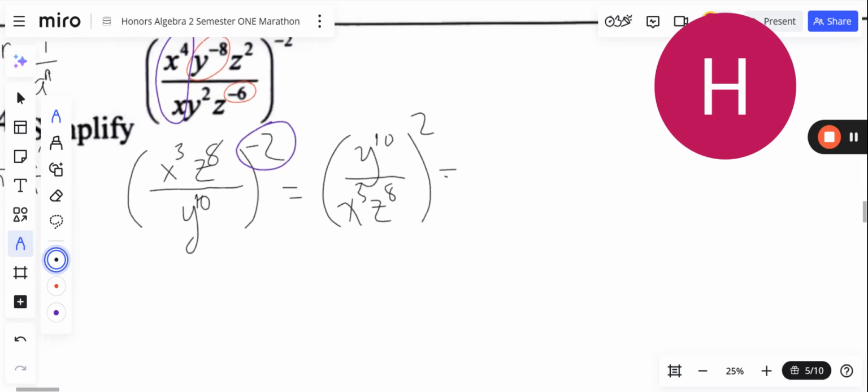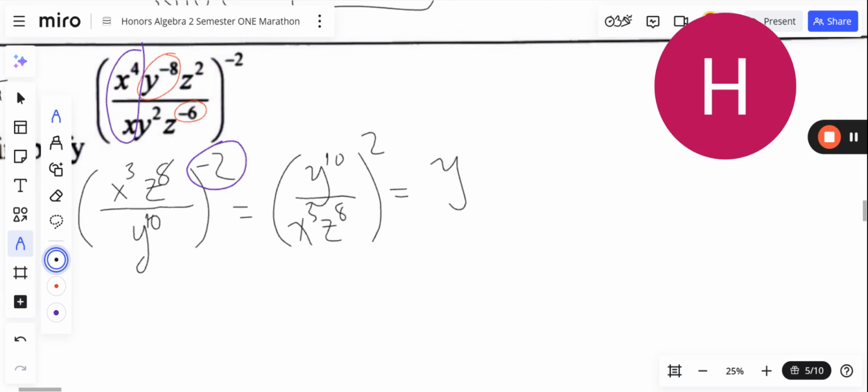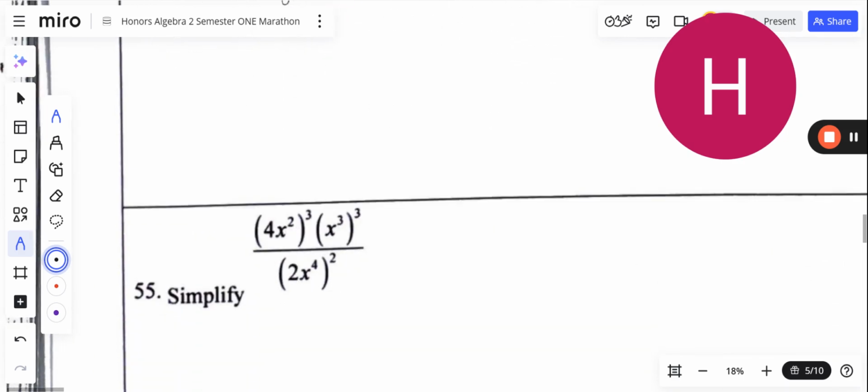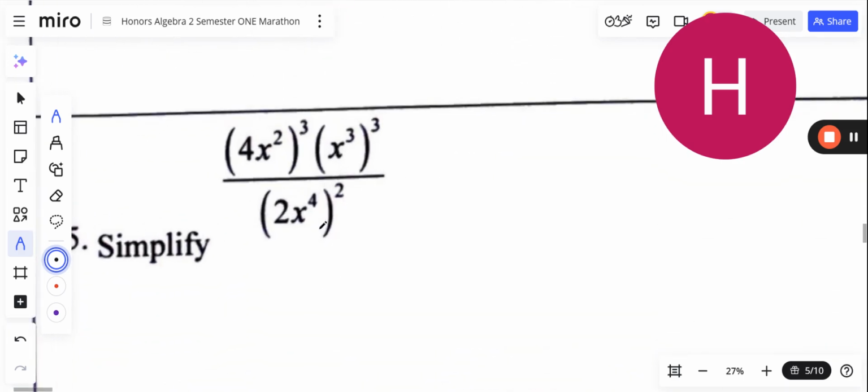We're just taking the whole parentheses like it's a whole box, and we're flipping the box. And now you can go ahead and distribute by multiplying the powers. So this is y to the 20 over x to the 6, z to the 16. Okay, this would be simplified as much as possible. All right, good. Let's keep it moving.